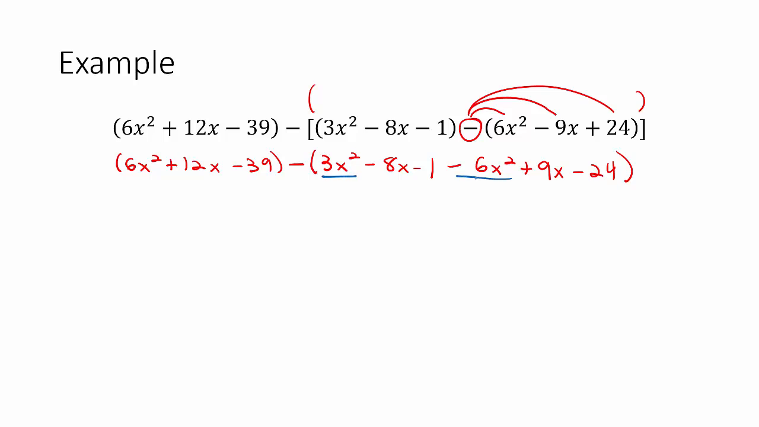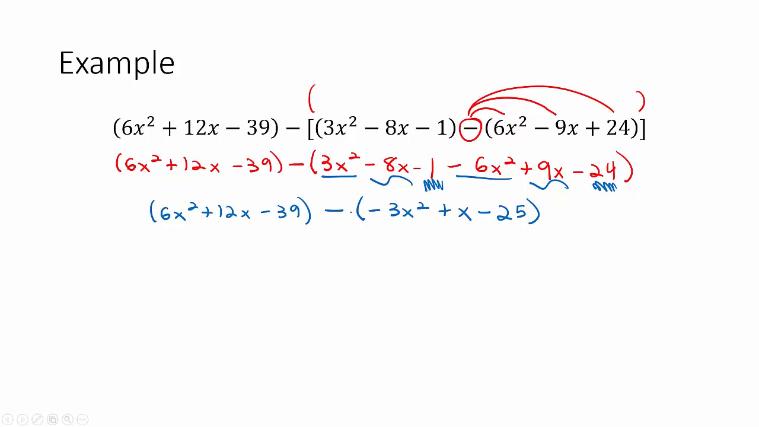So we've got 3x squared minus 6x squared is negative 3x squared. Negative 8x plus 9x is positive x. And negative 1 minus 24 is negative 25. And all that other stuff is still out front: the 6x squared plus 12x minus 39, and subtracts the entire thing.